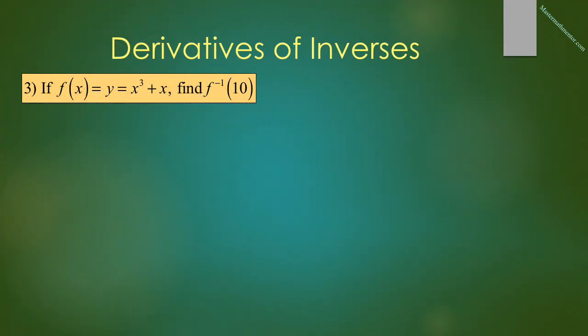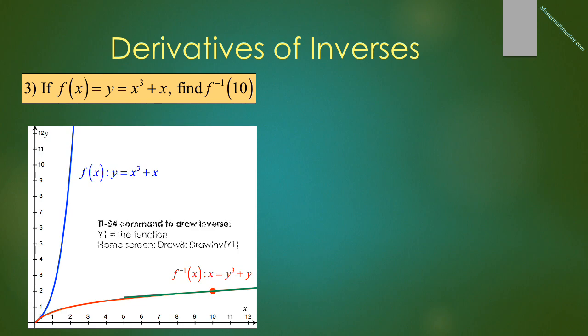Problem 3 reads, if f of x is given by y equals x cubed plus x, we want to find f inverse prime at 10. Although not necessary, it is helpful to see the graph to see what's actually happening. So in blue, we graph f of x equals y equals x cubed plus x. We would like to also draw the inverse, which is x equals y cubed plus y. However, we cannot do this on the calculator unless we solve for y, which would be quite difficult.